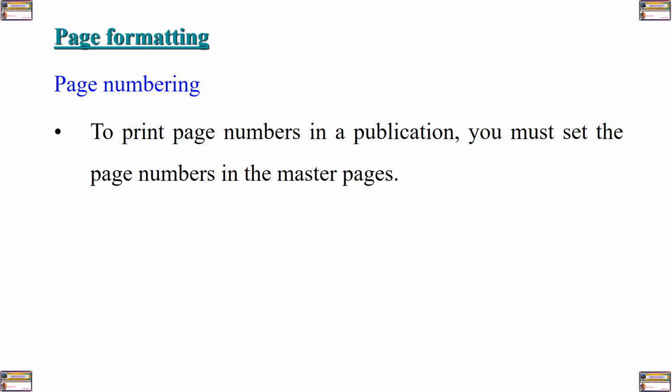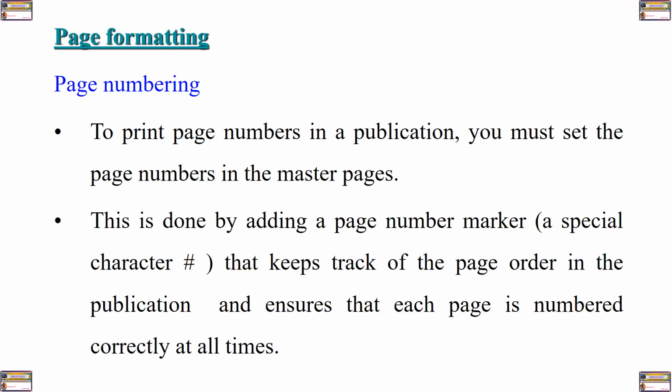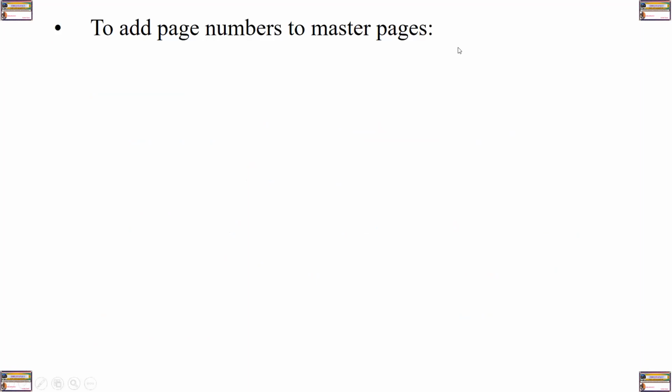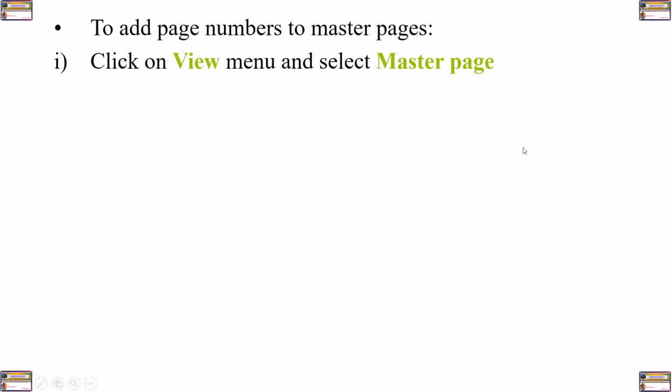So, to print the page numbers in a publication, you must set the page numbers in the master pages. This is done by adding a page number marker, or what we call a special character, that keeps track of the page order in the publication and ensures that each page is numbered correctly at all times. To add page numbers to the master pages, you do the following.